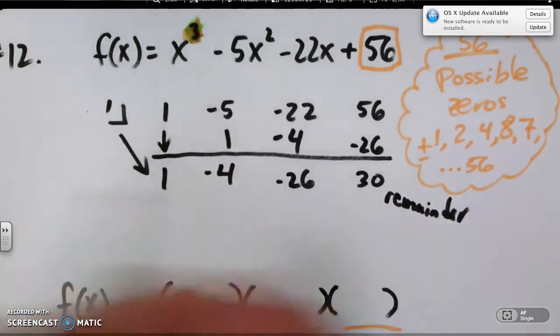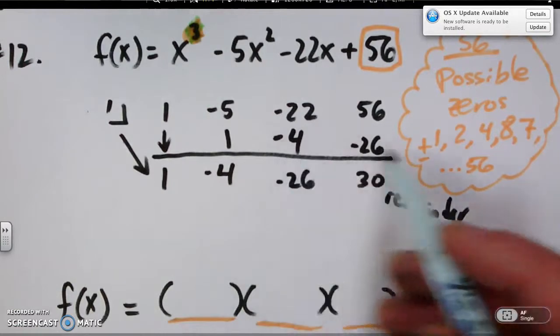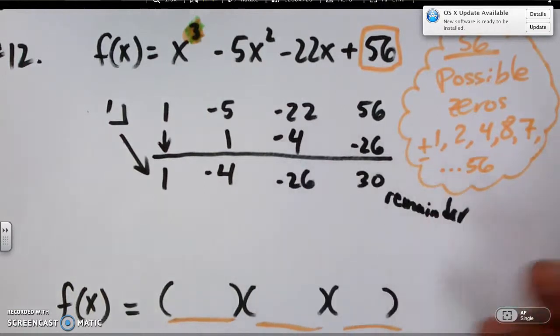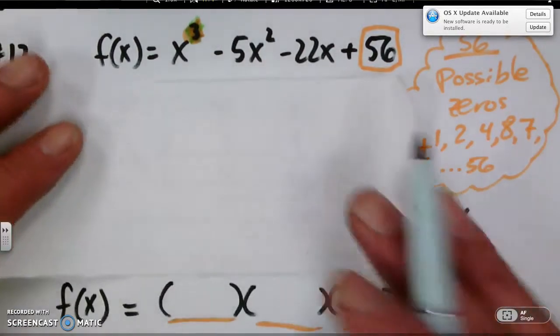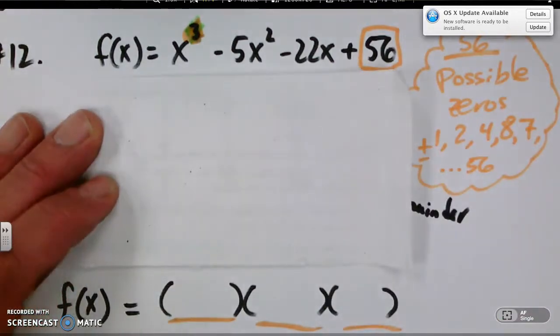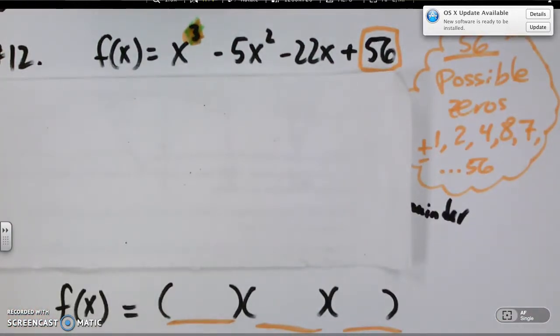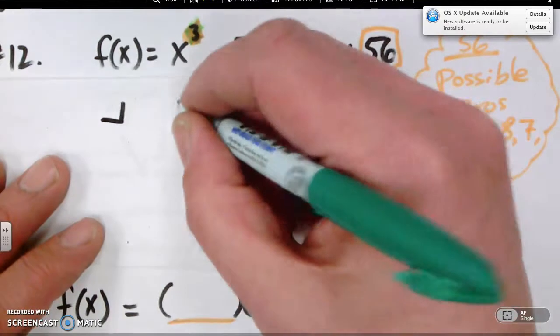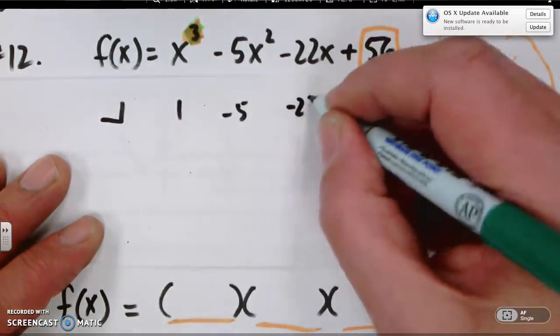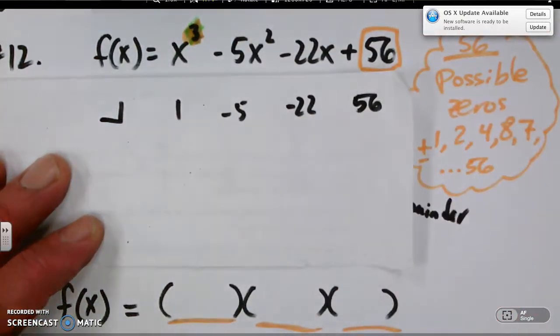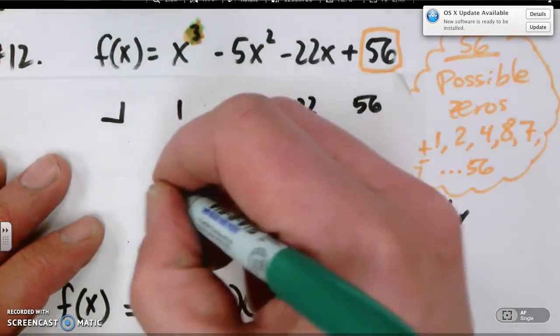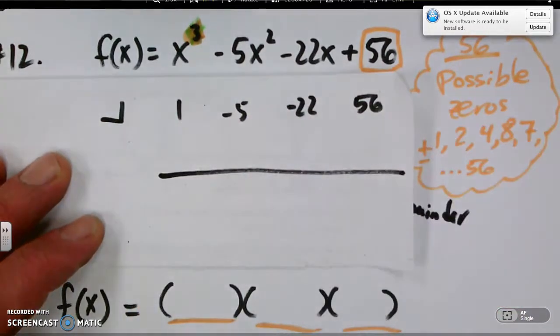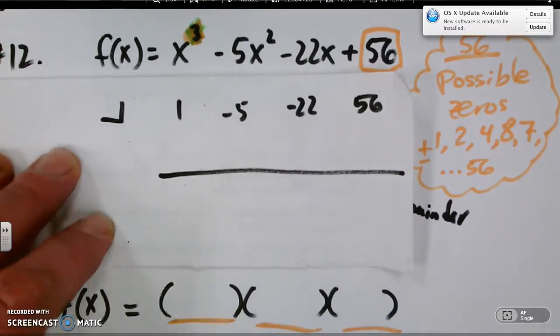Ordinarily what I would suggest is erase this middle line and this bottom line. I don't have an eraser because I'm writing in pen, so let's cover it up. Again, we're going to have to do guess and check a couple times. It's the only downside to this. So 1, -5, -22, 56. But how I would view it is as practice. It's going to make you faster. In the long run, you're going to be a better calculus student because of this.